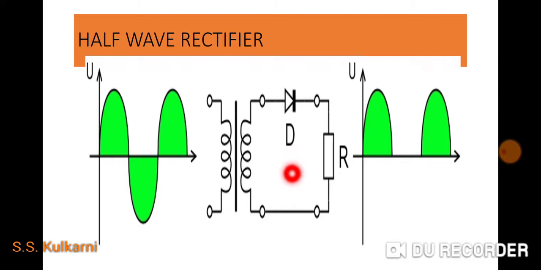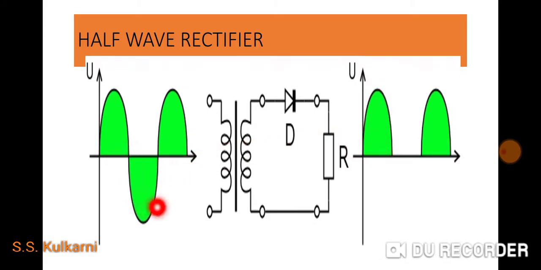Let us see the working principle. When the positive half cycle arrives at this terminal of the diode, that is the anode of the diode, the anode voltage is greater than the cathode voltage. Hence the diode becomes forward biased and a large amount of current flows through the diode, and hence across the resistor R, and that is shown here. During this positive half cycle, the diode will conduct and current flows through it.